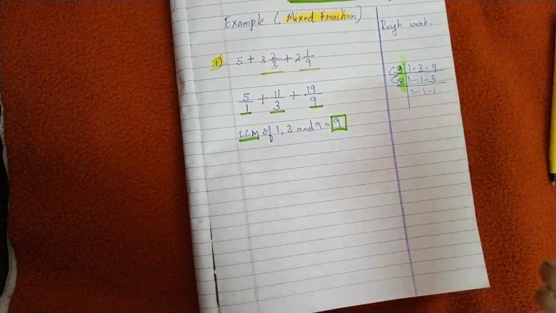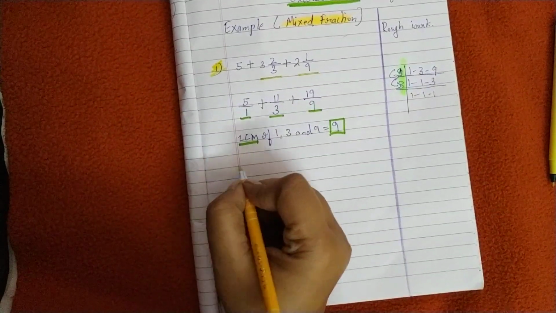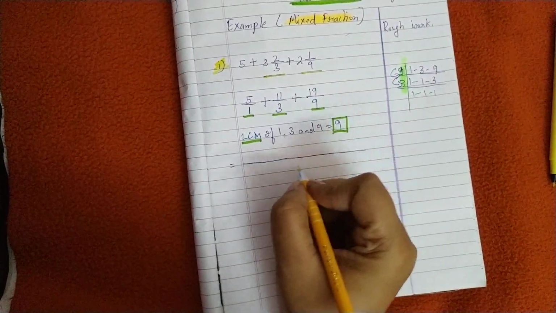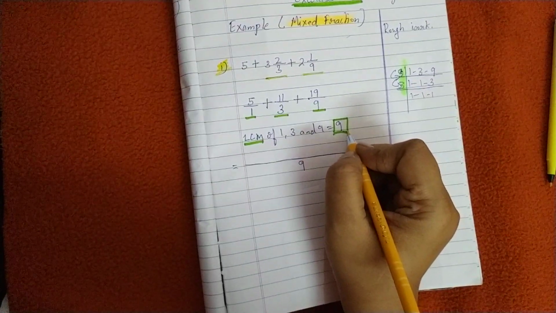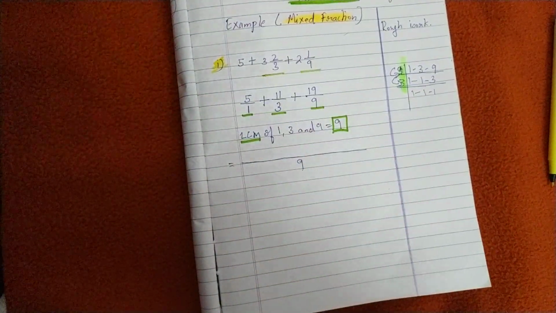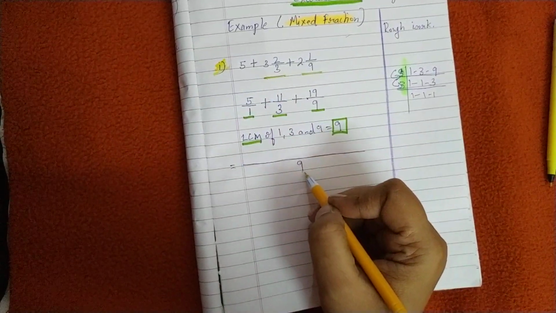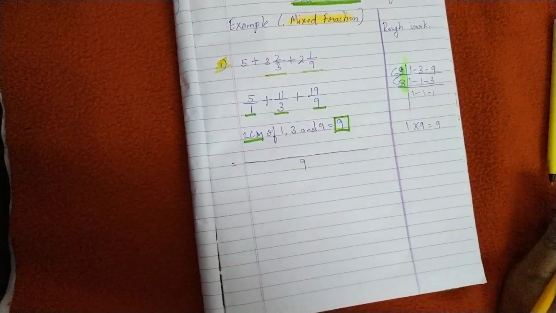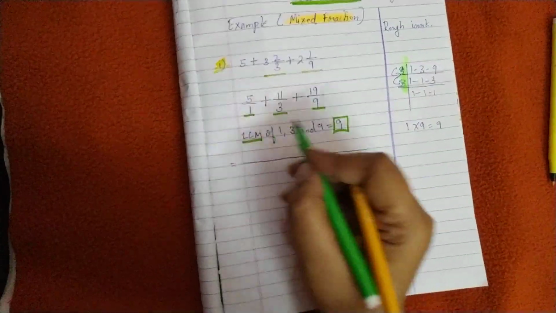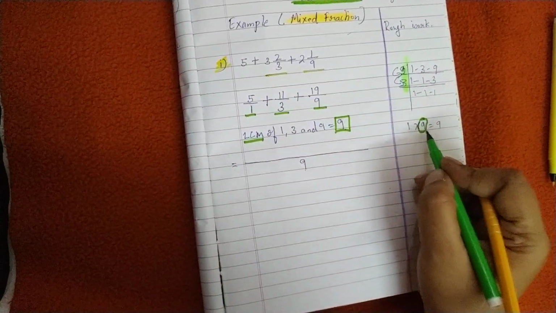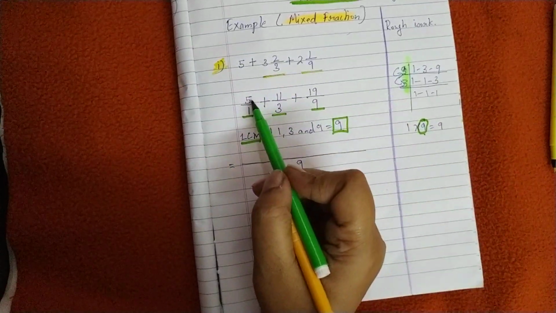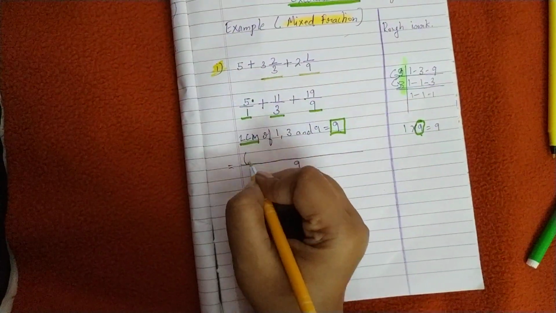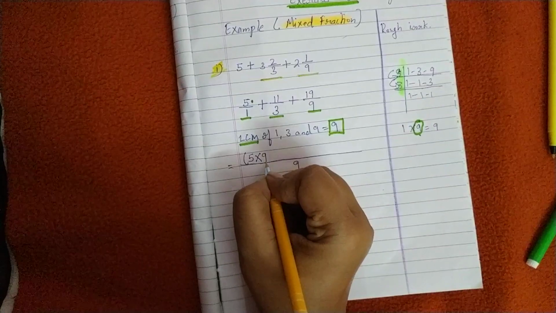This much is clear. Now what do we have to do? We have to simply draw one division line and take this LCM 9 as the common denominator. Now read one's table till you get 9. So 1 into 9 is equal to what, children? 9. So 1 is already here. Pick this 9 and multiply it with numerator 5. So 5 into 9.